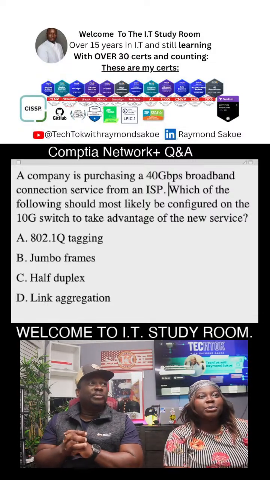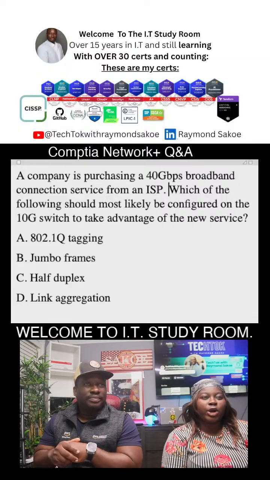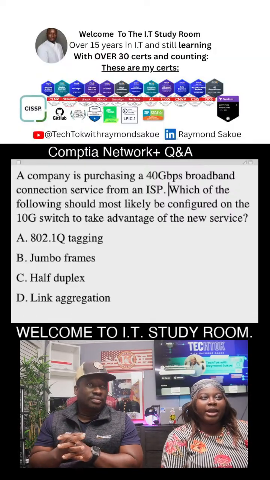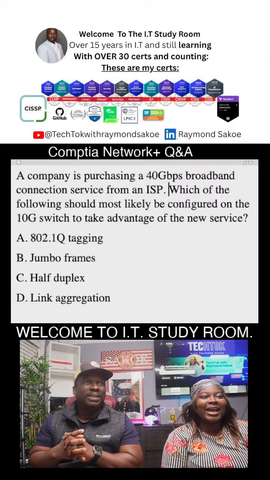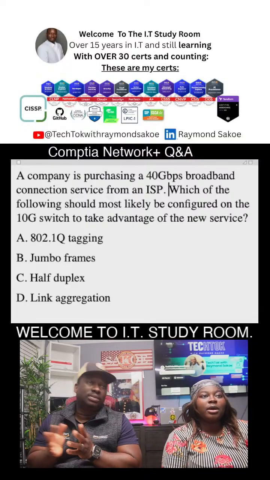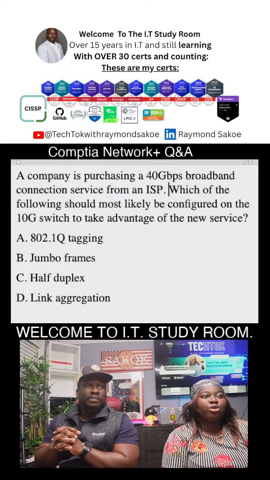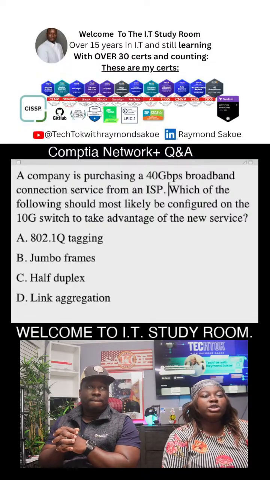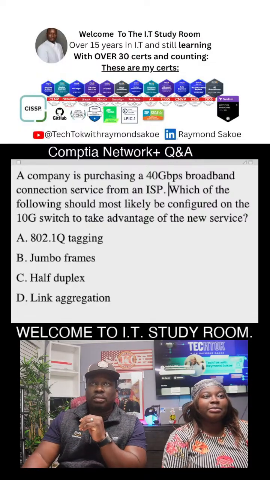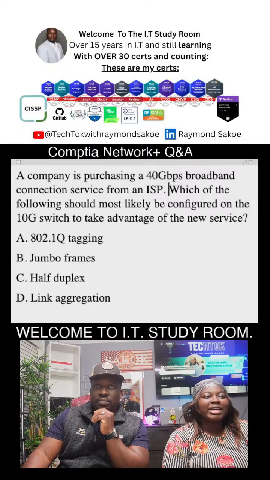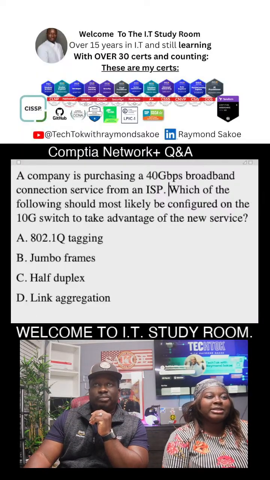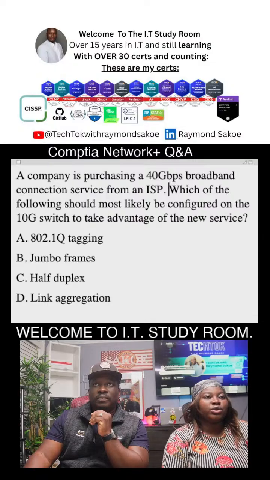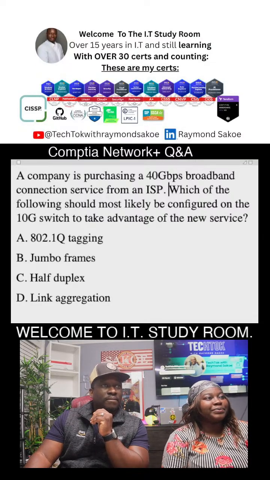All right. A company is purchasing a 40 gigabits per second broadband connection service from an ISP. Which of the following should most likely be configured on the 10G switch to take advantage of the new service? Sounds like A. Sounds like A.